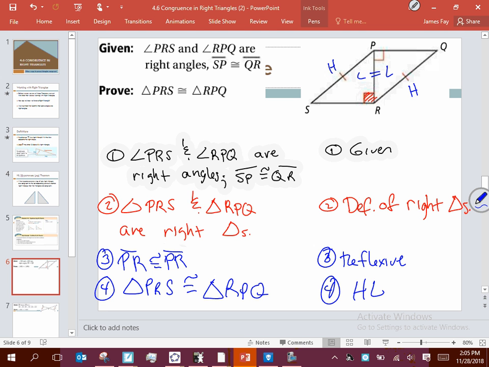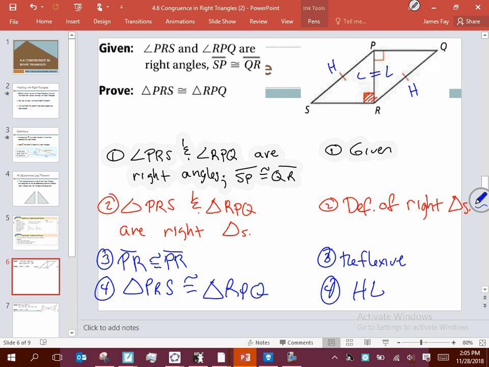All right. But like every other theorem that we've come across, if I'm going to use hypotenuse leg, which says you need a hypotenuse congruent to hypotenuse and a leg congruent to the leg, then you need in your statements, before you use it, that criteria to be met. And we've done that. Okay, so we know we're allowed to use it.